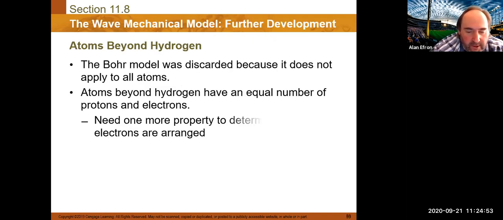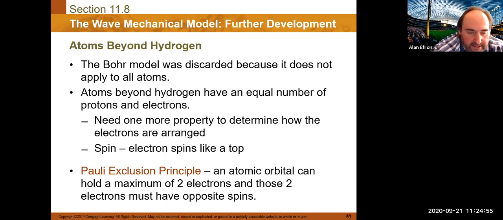So when we go beyond hydrogen, the Bohr model was discarded because it really doesn't apply to atoms that have more than 1 electron. I said we talked about how it works really nicely for hydrogen, but as we move away from hydrogen, not so much. So atoms beyond hydrogen that have an equal number of protons and electrons needed one more property to determine how the electrons are arranged, and that is spin. Electrons spin like a top.